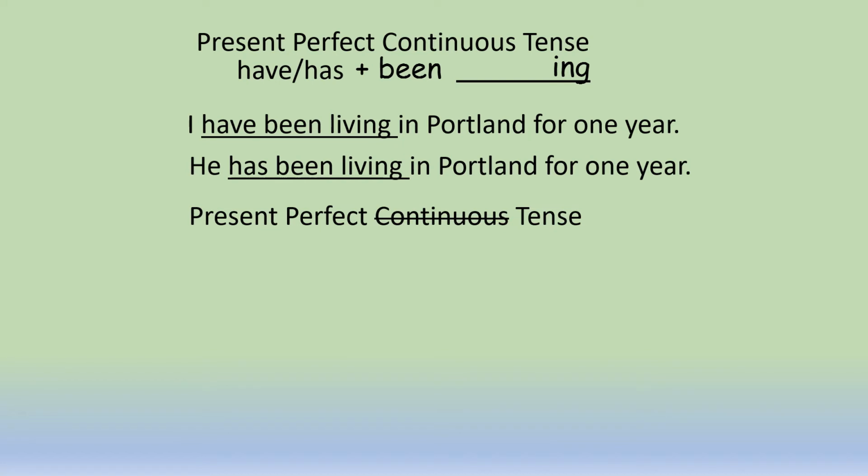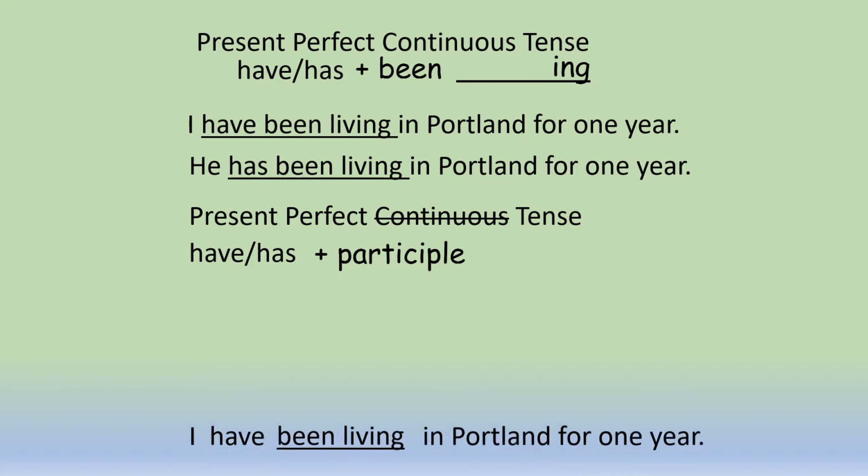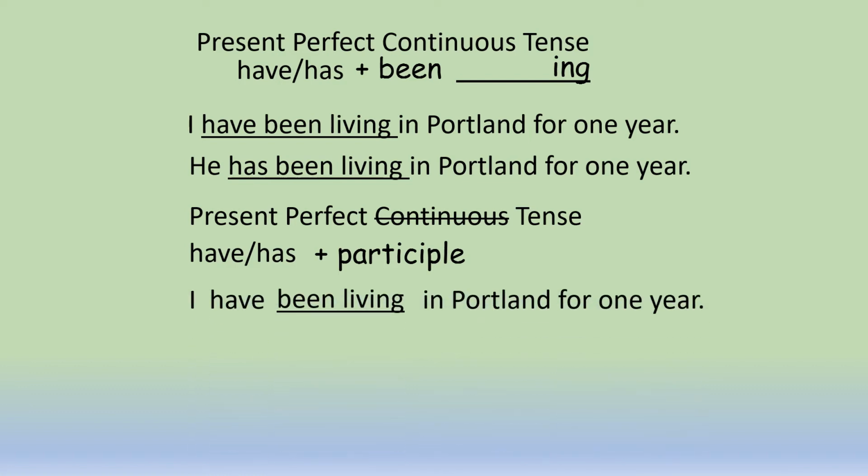Present perfect tense, have or has, plus the past participle. I have been living in Portland for 1 year is present perfect continuous tense. I have lived in Portland for 1 year is present perfect tense.